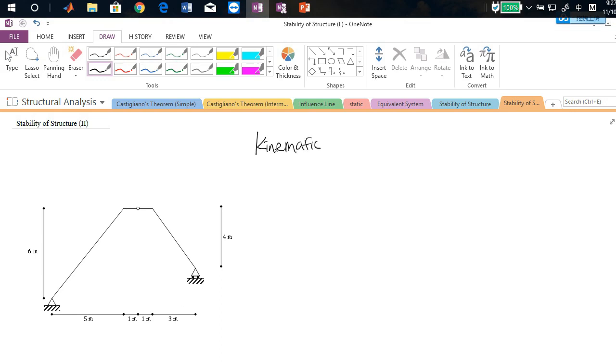Kinematics. Let's say we have a structure like this. This is point A, and then B, C, D, and E. The structure has a pin support at point A, and a roller support at point E, and there's a hinge at point C. First of all, is this structure stable? Of course, no. Why?